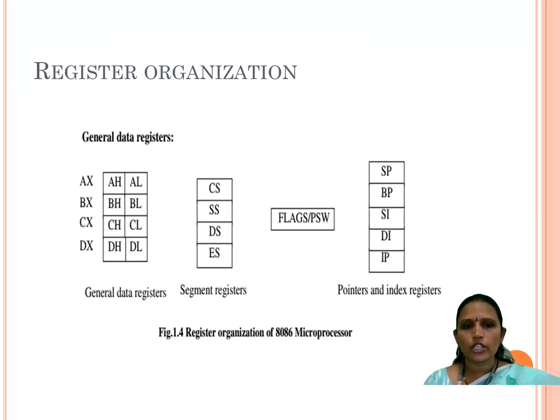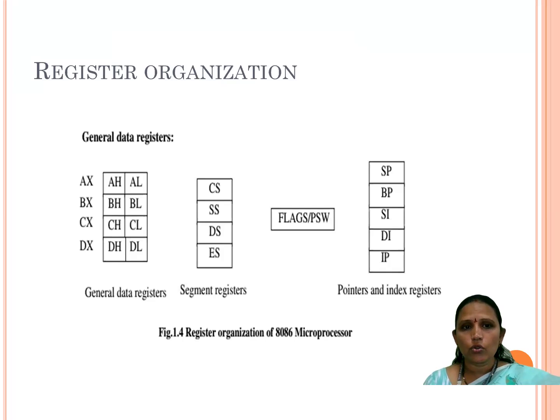Coming to the segment registers, the 8086 consists of 4 segment registers, that is the code segment, stack segment, data segment, and extra segment. These segment registers are also 16-bit registers, and they are used for holding data. The code segment register is used to hold code type of data. The stack segment register is used to hold stack type of data. The data segment register is used to hold data segment type of data. And extra data can be stored in the extra segment.